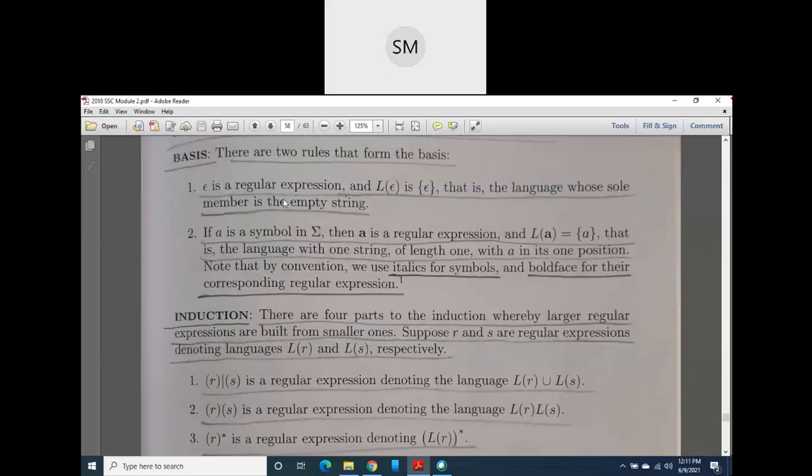What are those two rules? There are two rules that form the basis. Again, in the basis, there are two sub rules. What are those sub rules for basis? Basis means foundation. To write any regular expression, first you should make a foundation, that is the basis rule. It means some basics you should understand.